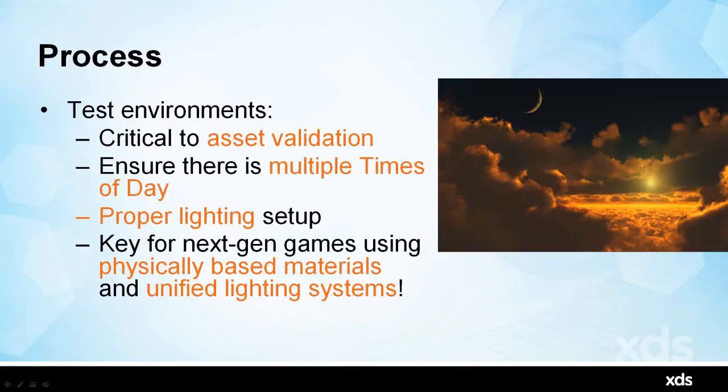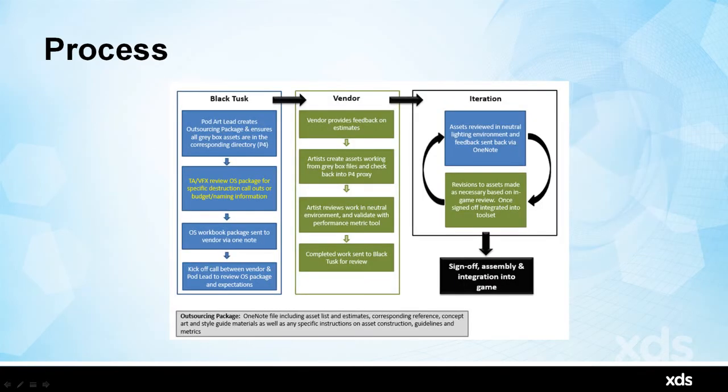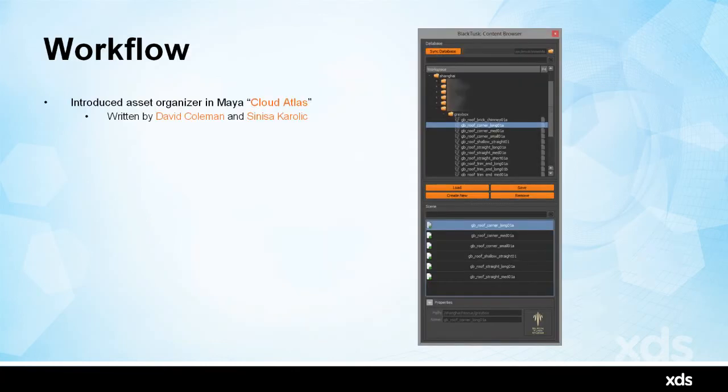So you've got to make a test environment. Critical to asset validation, make multiple times a day, with proper lighting setup. I think most of you know this, but it's really important for next-gen games because you quite often have physically based material systems and a unified lighting system. So your reflections are very dependent on your lighting solution and things like that. This is our workflow process. I won't step you through every step here, but basically it's Black Tusk to vendor, iterate, repeat. So nothing too new there.